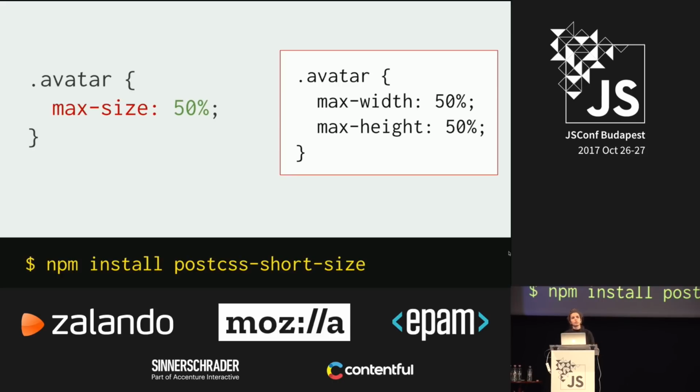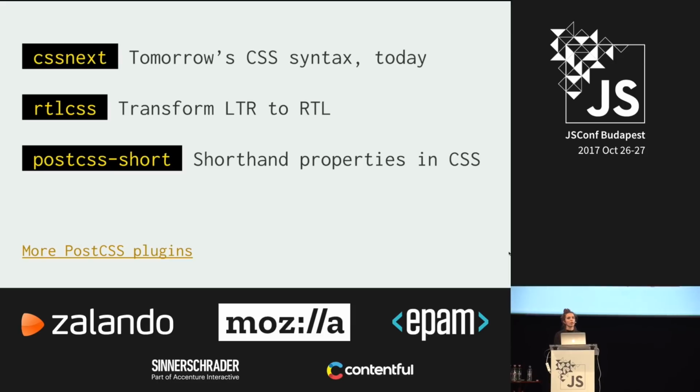There are a lot of really good PostCSS plugins, like CSSnext, which allows us to write CSS4. It's like Babel for JavaScript. You have RTLCSS that transforms the direction from left to right into right to left. And you have PostCSS Short. PostCSS Short is a group of small plugins, like PostCSS Short Size, that allow us to have shorthand properties in CSS. And you can check many more plugins.